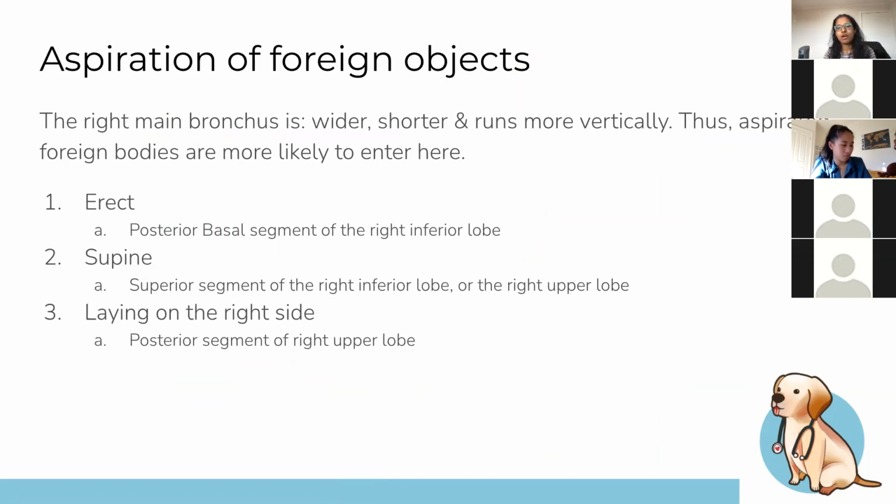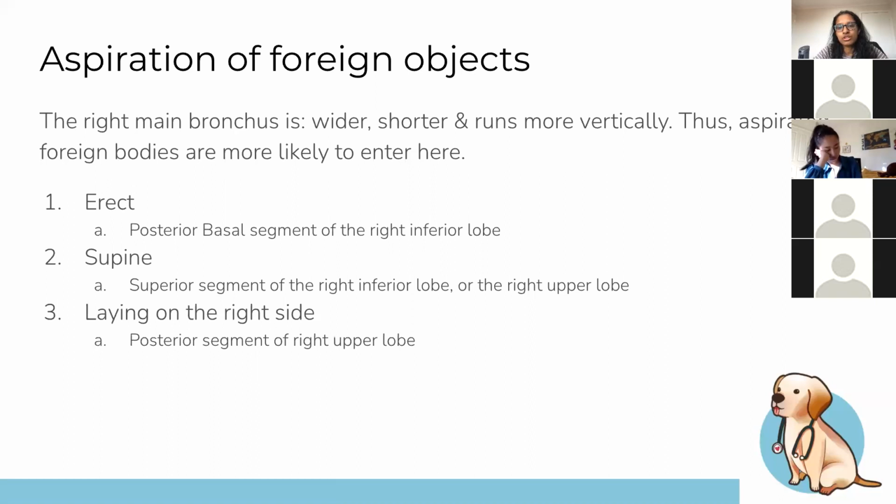That kind of thing. There is one universal rule though. Stuff is most likely to go to the right main bronchus, and so it's most likely to get stuck in your right lung. The reasoning is because, as you'll see on the next slide, your right main bronchus is going to be shorter, wider, and more vertical. Those three things are key. Shorter, wider, vertical are just the key things.